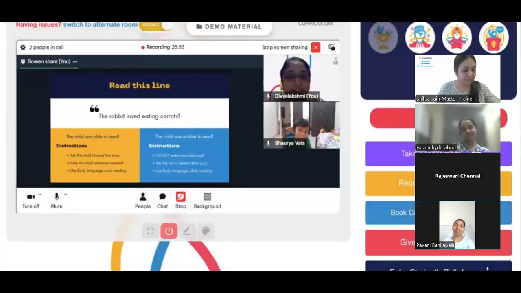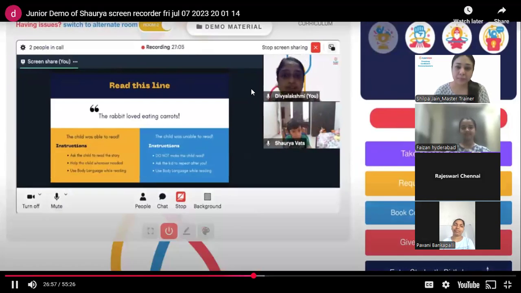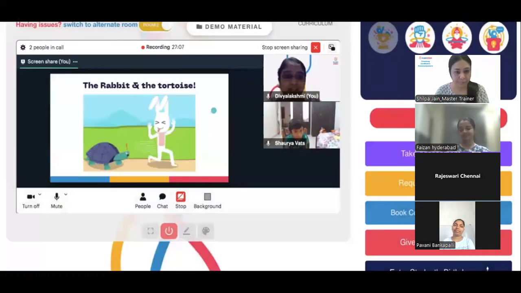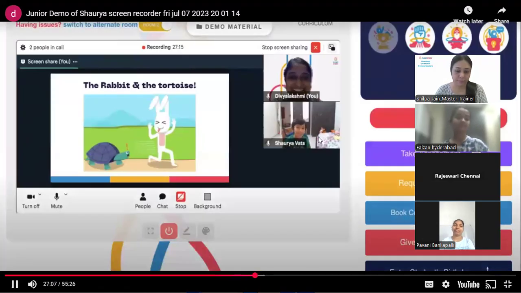Okay, Shaurya, so now you read this line. What is given there at the top? The rabbit loved eating carrots. Very good. So let's go forward. Now, oh, what is there? Can you read it out? The rabbit and the tortoise. Yes, the rabbit and the tortoise.